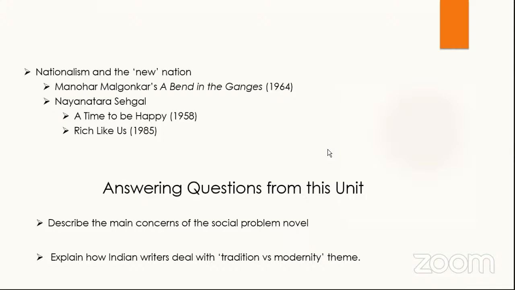Then there is Nayantara Sahgal, whose works are kind of political in a way. I don't know how many of you have heard about Nayantara Sahgal, but does anybody know who this person is? She's related to a very prominent Indian personality. Does anybody know? You can type it in the chat box. Who is she related to? Okay, so she's related to Pandit Jawaharlal Nehru. She is the niece of Jawaharlal Nehru. She's the daughter of his sister, Vijaya Lakshmi Pandit. Okay.